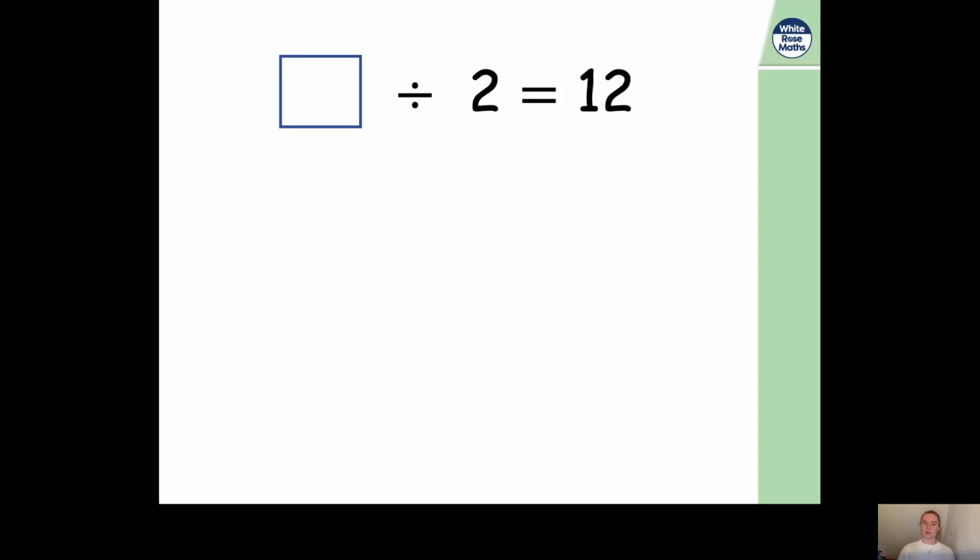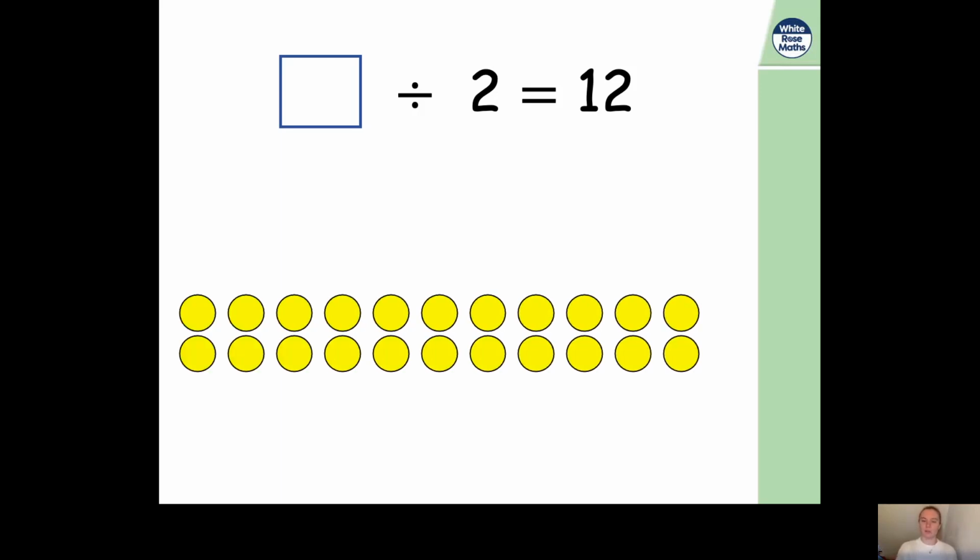Now here's a question. We're missing the first number. Something divided by 2 equals 12. Well, let's think of this as the number that we start with is put into groups of 2, and there are 12 groups. So we can show this with our counters in our array because we have 12 columns, the 12 groups, and there are 2 counters in each column.